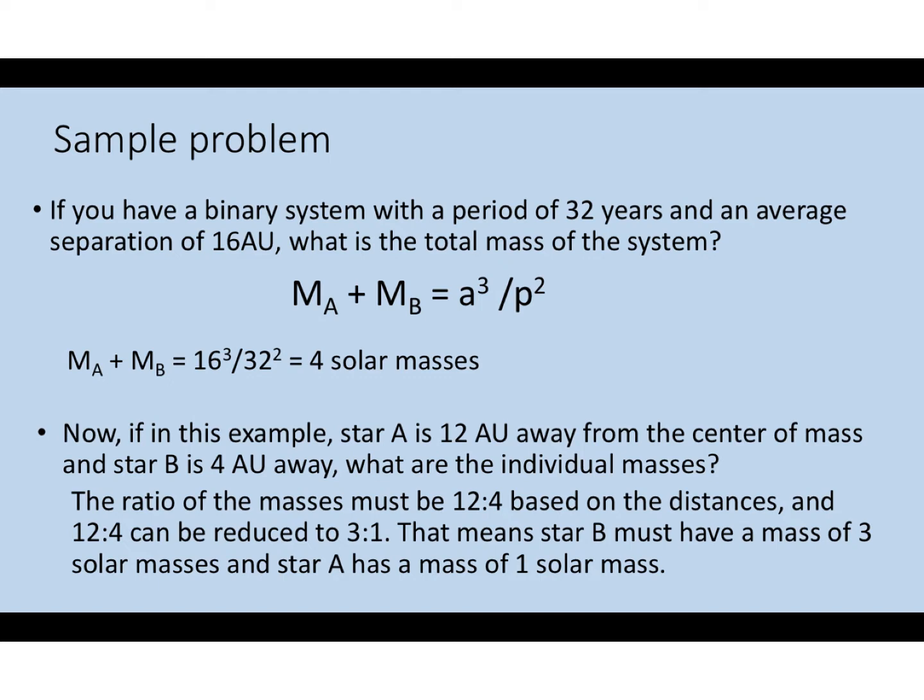Now, if in this example star A is 12 AUs away from the center of mass between them, and B is 4 AUs away, what are their individual masses? Well, based on the 12 AU and 4 AU distances, that gives a ratio of 12 to 4, which can be reduced to 3 to 1. Since the total mass of the system is 4, which is 3 and 1 together, that tells us that B is the larger star at 3 solar masses because it's closer, and star A is the smaller one at only 1 solar mass. Remember, the larger star is always closer to the center of mass.